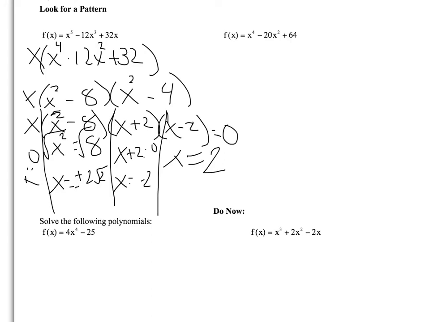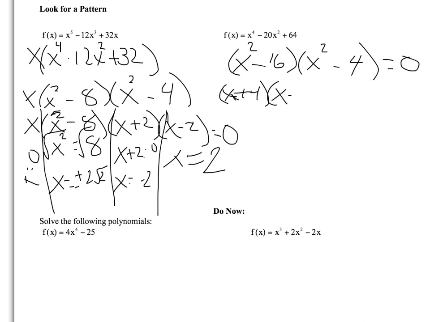Same idea on the right-hand side here. There is no GCF. Highest power is to the 4th, so I'm not going to do factor by grouping. Instead, I'm going to try double bubble. Instead of it being an x and an x, I'll make it x squared and x squared. Factors of 64 that add or subtract to a negative 20 are 16 and 4. They do need to be negative to get to that negative 20. X squared minus 16 factors to x plus 4 times x minus 4. X squared minus 4 factors to x minus 2, x plus 2.